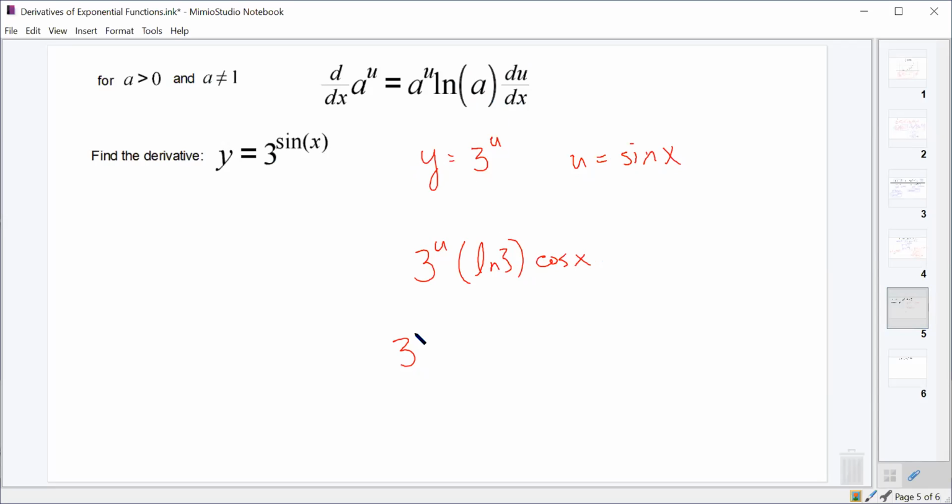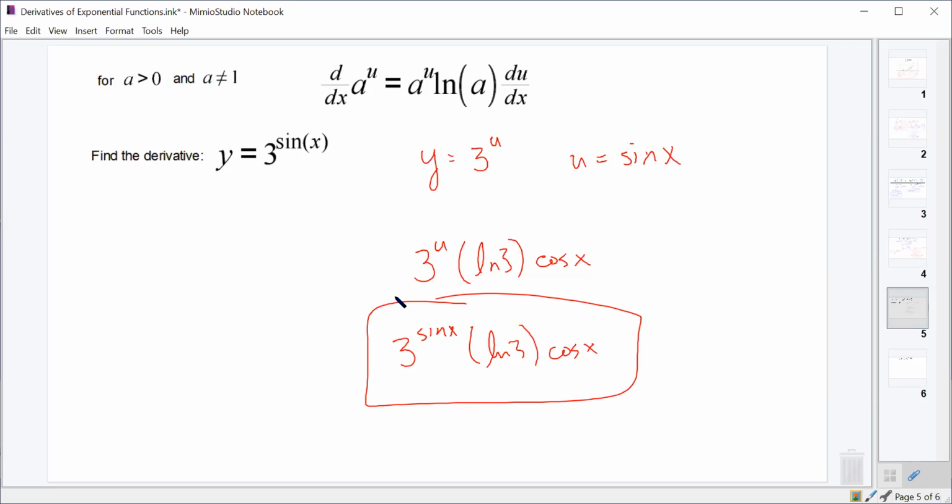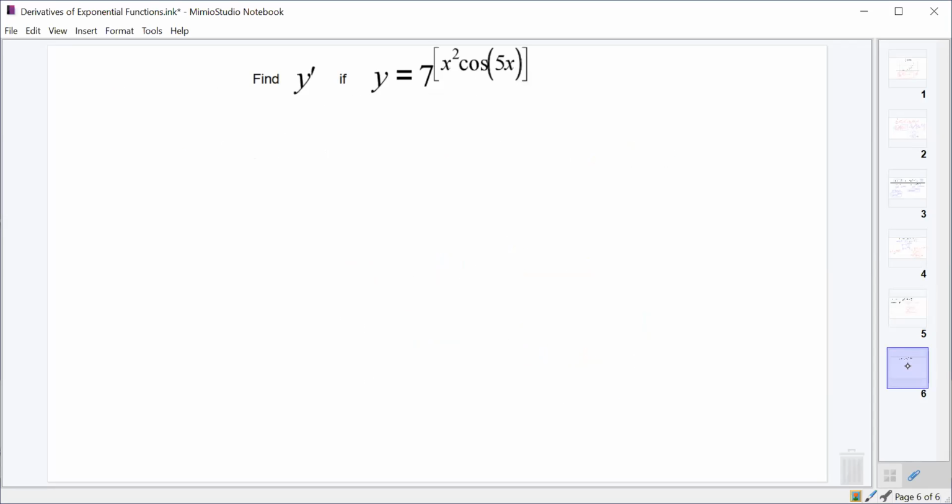And so we end up with 3 to the sine x, natural log 3, cosine x. Good or no? Any questions or issues with that? You all still alive out there? Everybody all right? We only got one problem left to do.